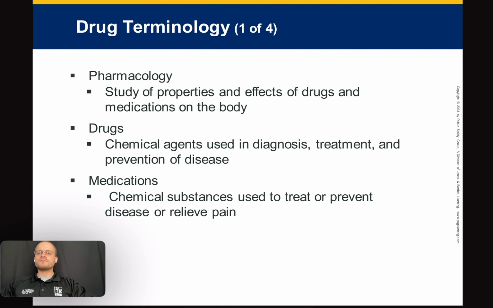Now we start off with just some general drug terminology that lays a foundation as we move forward throughout this chapter, okay? So pharmacology is the study of properties and effects of drugs and medications on the body, okay? Pretty reasonable. That makes sense, okay? And then drugs are chemical agents used in diagnosis, treatment, and prevention of disease. Comparatively and very similarly, medications are chemical substances used to treat or prevent disease or relieve pain.